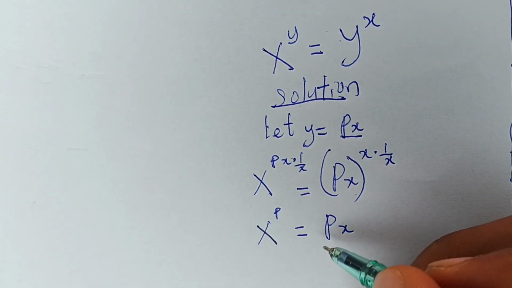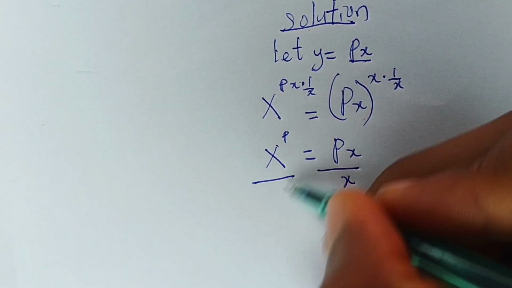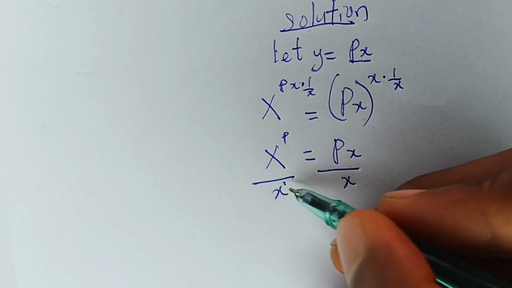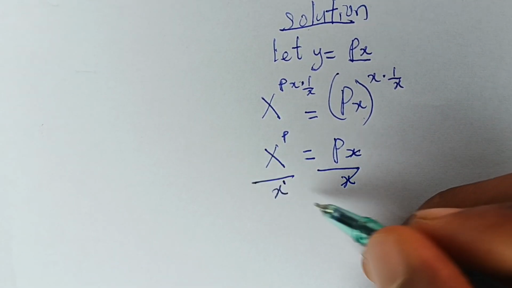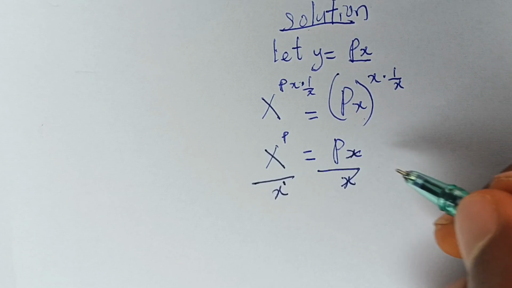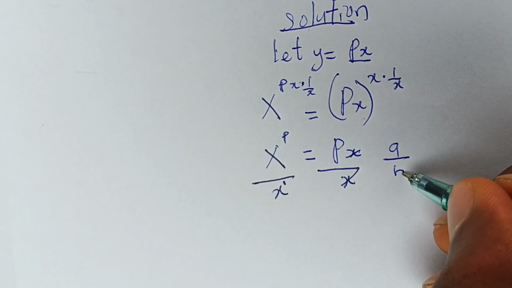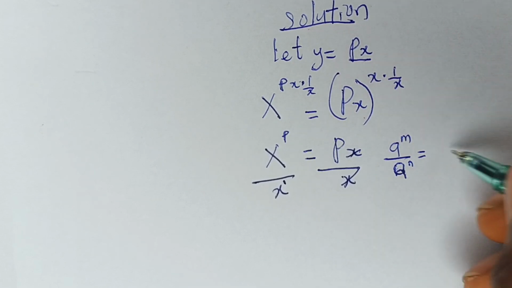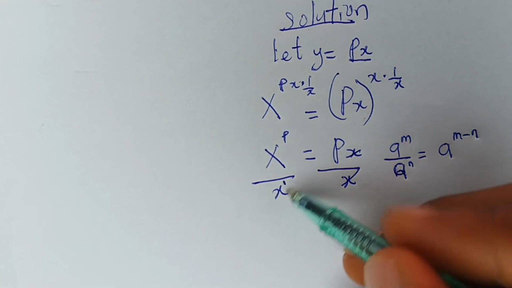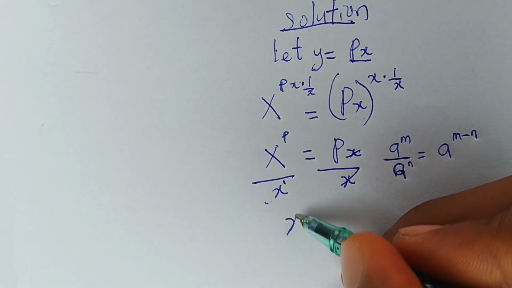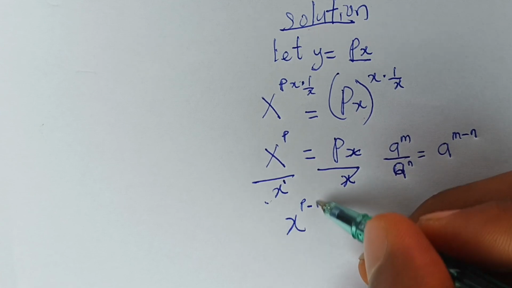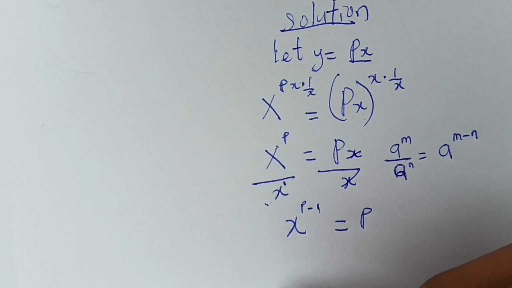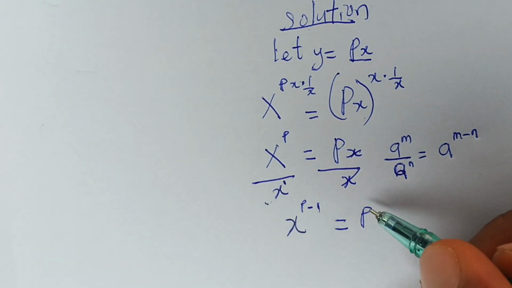Now dividing both sides by x, x strikes x, so we have this as x raised to the power 1. I remember that the law of indices states that a raised to the power m over a raised to the power n becomes equal to a raised to the power m minus n. Hence, we'll do that here. So we'll have x raised to the power p minus 1 to be equal to p.